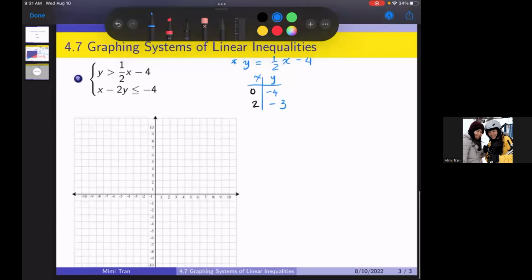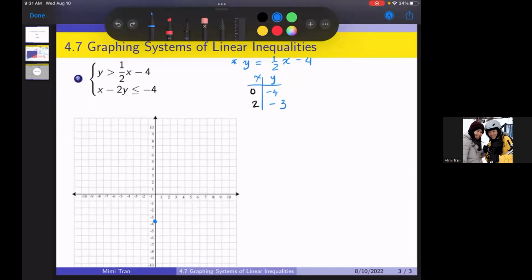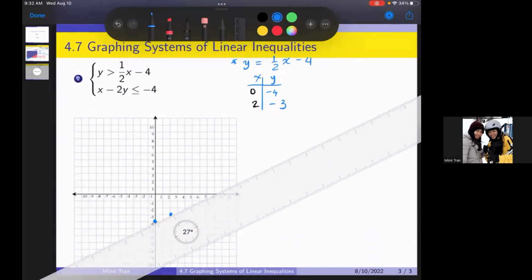Zero, -4, 0, -4 down here. Make sure on the exam, because sometimes you can make a mistake like 0, -4, and you put it right here. It's just a small mistake. And then 2, -3, 2, -3 right here. It's gonna be a dash line, right?